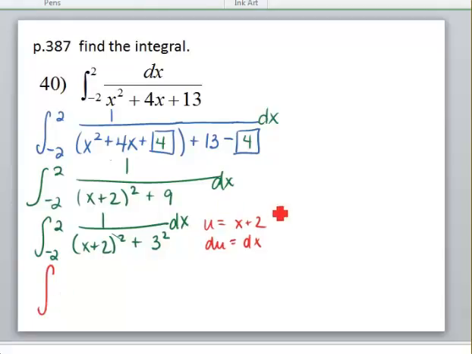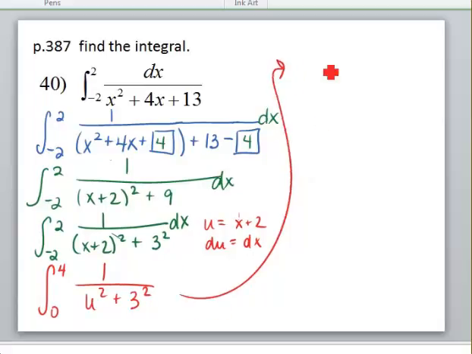A faster way to do this would probably be to change those definite integrals. So I could put negative 2 in here and I'd get 0, and I could put 2 in here and I'd get 4. So I'm going to change those. This would give me 1 over u squared plus 3 squared. I'm ready to integrate.